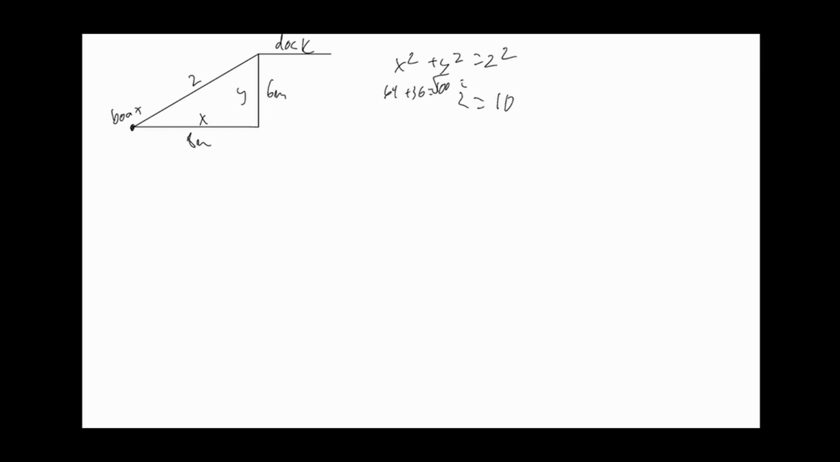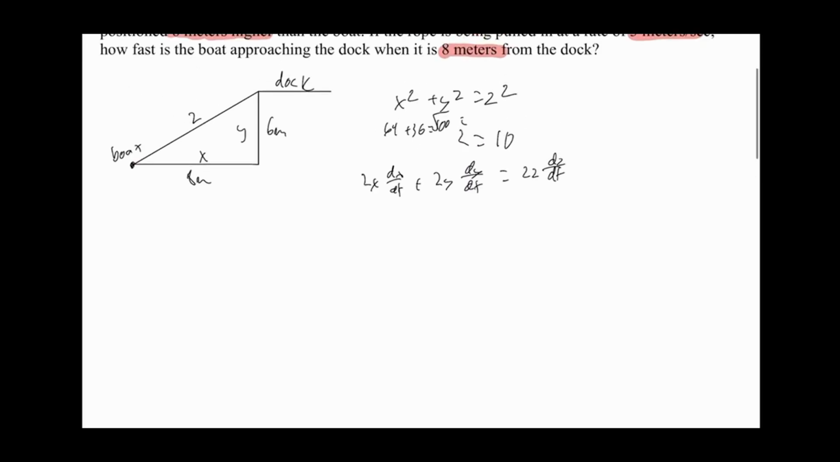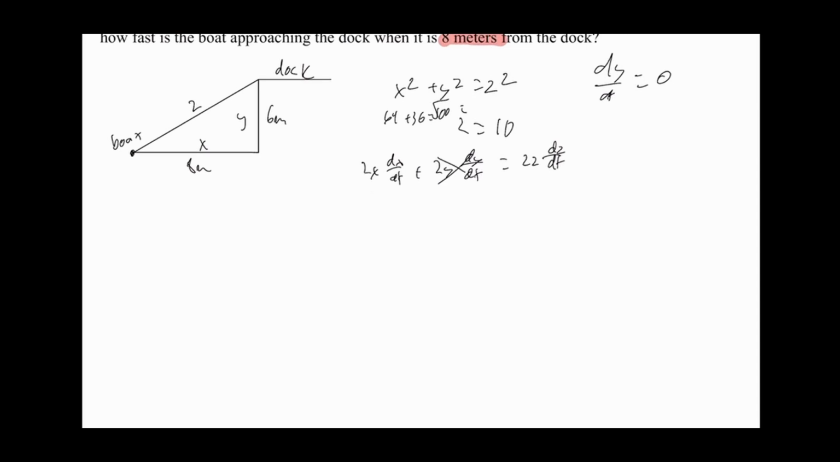This equation. So the derivative of each would be 2x dx/dt plus 2y dy/dt, and this would equal 2z dz/dt. Next, we plug in the values that we know. Because dy/dt is going to remain at 0 because it's at a constant height of 6, so there is no change in y. We can cancel out this.